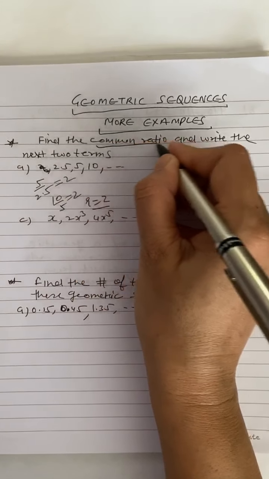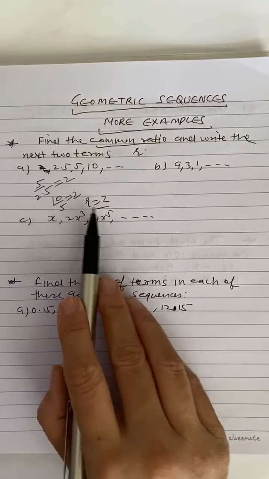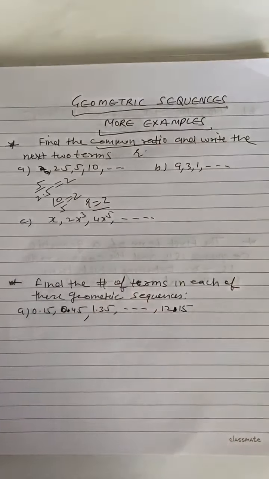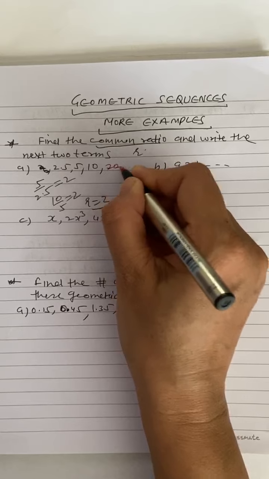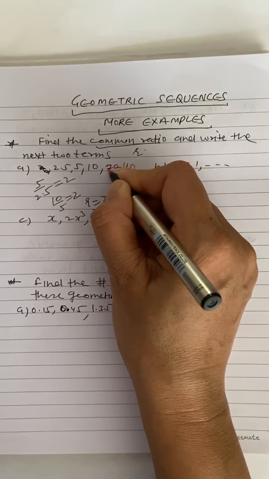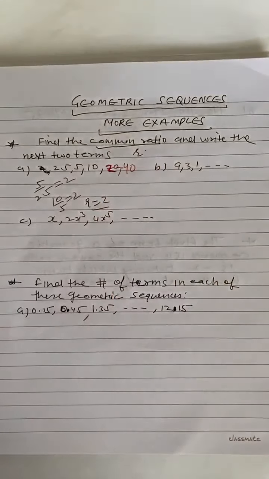For common ratio, we use R. So R is equal to 2. Once we know R is equal to 2, we can find the next two terms. That will be 20 and 40. So that is your next two terms here.